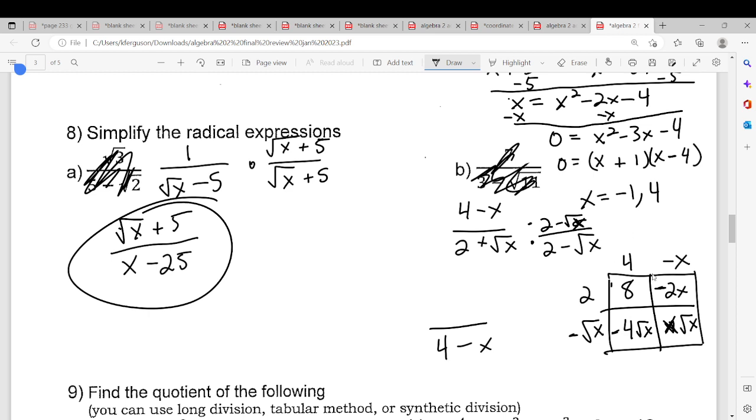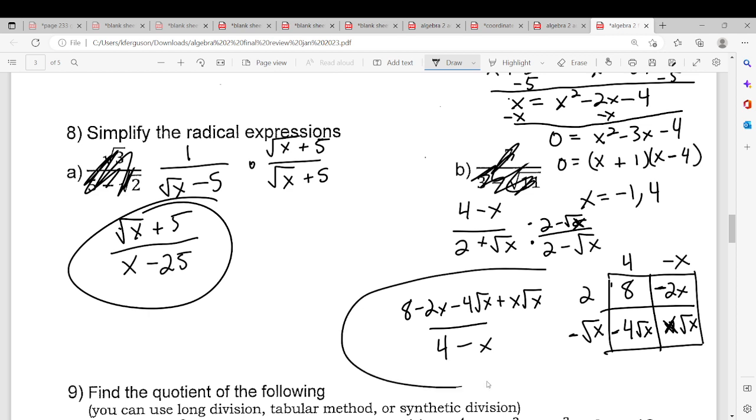None of those are like terms. So I would just write it all out. And that would be my answer. There's no simplification to do. Not cute in the least, but that's what I got. Does anybody got any questions?